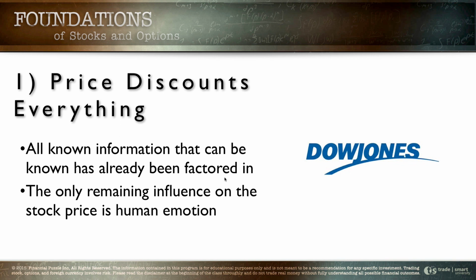So there are 2 bullet points here. All information that can be known has already been factored in, and the only remaining influence on stock price is human emotion. Consequently, we're studying human emotion, not the statistical data. We're studying the price action, which reflects that human emotion, and the statistics are just kind of there.